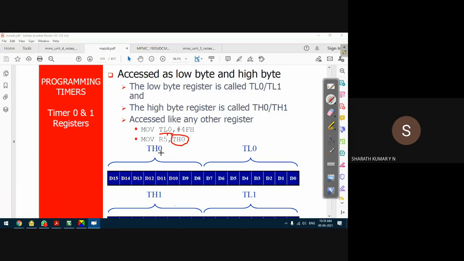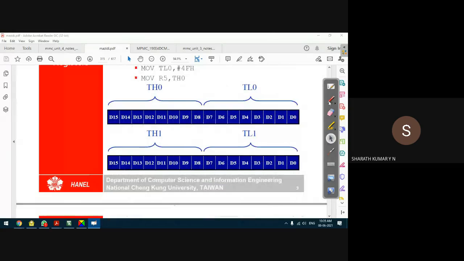Okay, and we can treat these registers as normal registers, just like the accumulator or R0 to R7. We can load some value. Why do we load the value? We'll understand; we'll come to that point a little later. This we just saw: there are two timers, timer 0 as well as timer 1. Each timer has a lower byte as well as an upper byte. Very simple. This also we just understood.